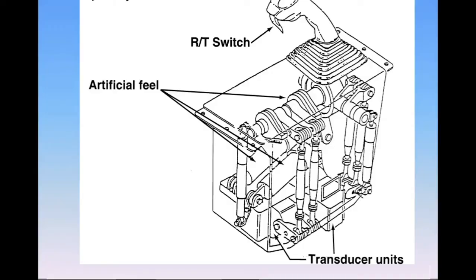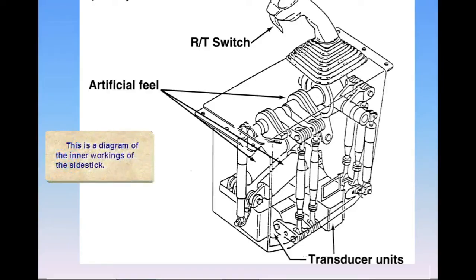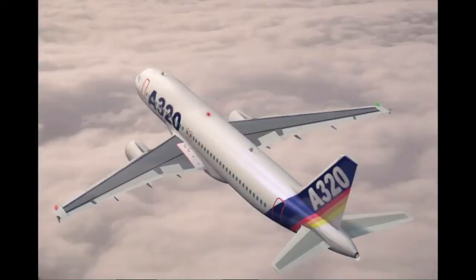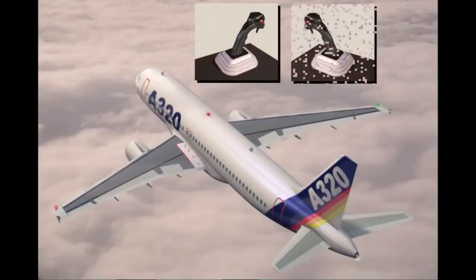This is a diagram of the inner workings of the side stick. In the A320 family, manual roll and pitch are controlled by the side sticks. They are spring-loaded to neutral and receive no feedback from the flight controls.